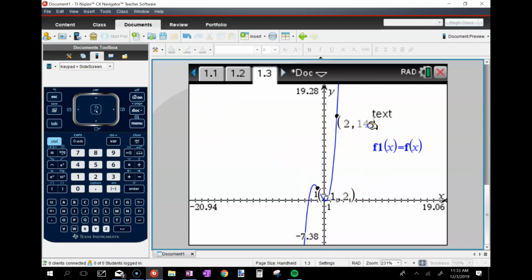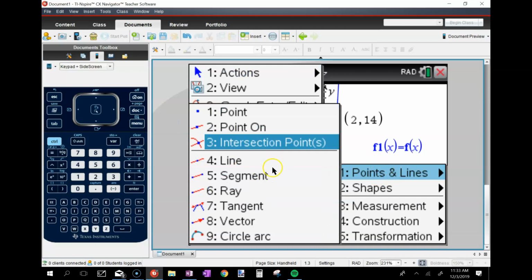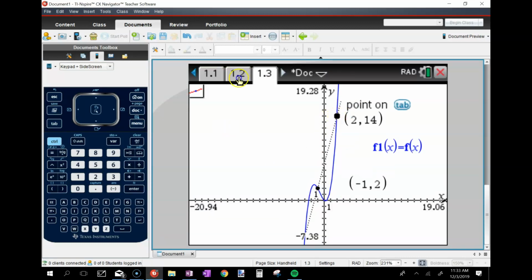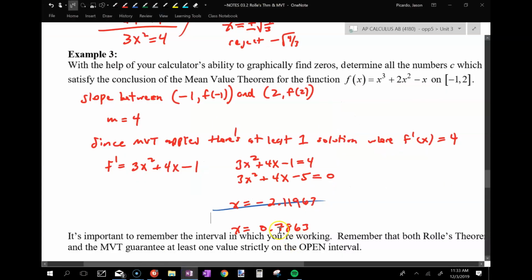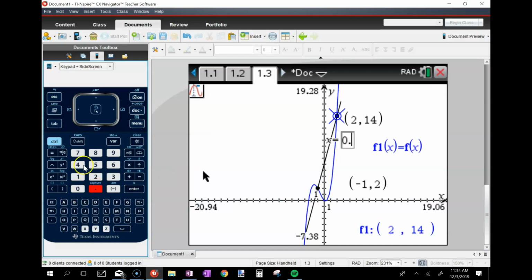All right. So what I'm saying is what? If you were to connect the dots from here to here, let's do that. Then there's a point that exists at 0.7863. What was it? 0.863. Right there.